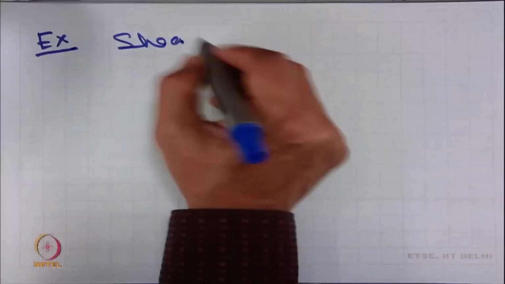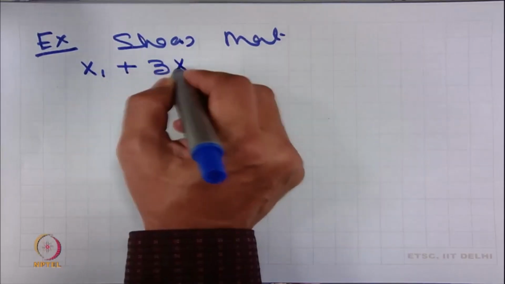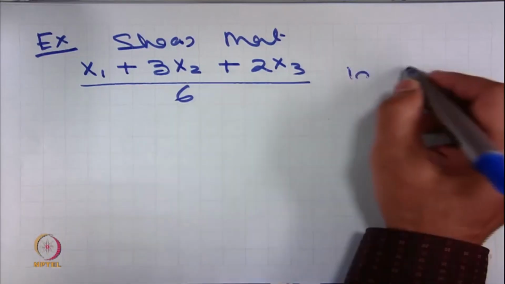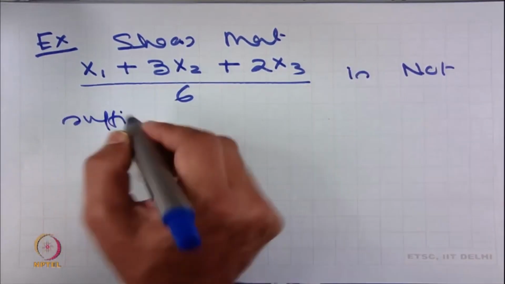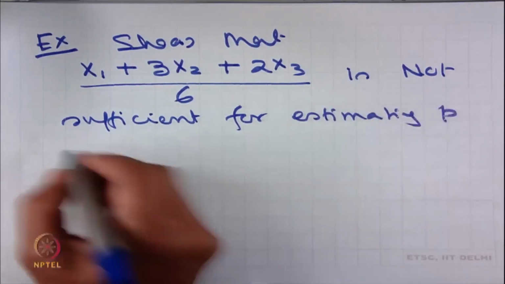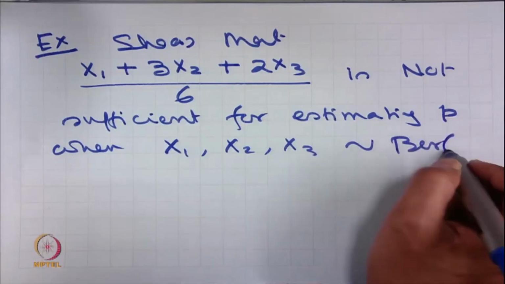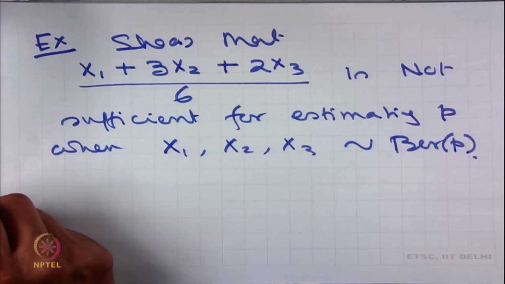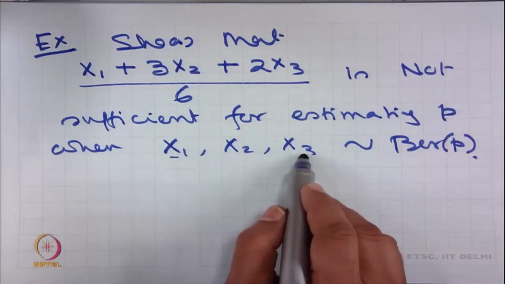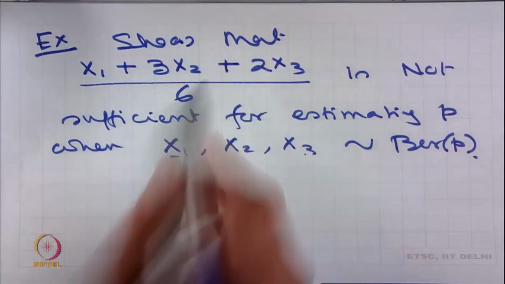Show that x1 plus 3x2 plus 2x3 by 6 is not sufficient for estimating p when x1, x2, x3 are from Bernoulli p. So, we have a Bernoulli distribution, we have taken 3 observations from here, and my statistic is x1 plus 3x2 plus 2x3 by 6. Let us call it T.